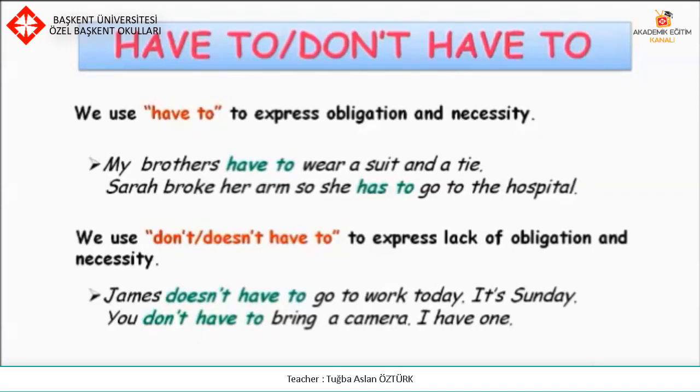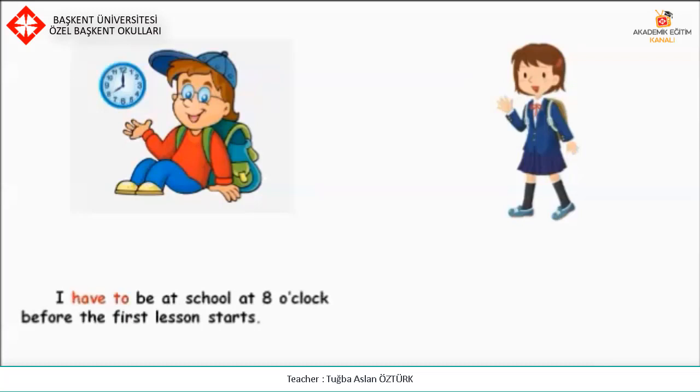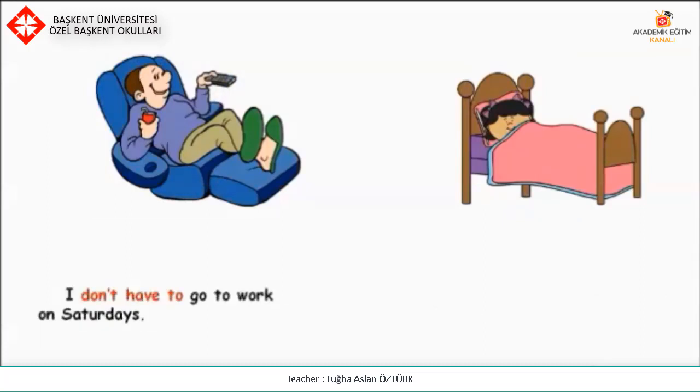Look at the examples. James doesn't have to go to work today. It's Sunday. You don't have to bring a camera. I have one. Now let's see more examples. I have to be at school at 8 o'clock before the first lesson starts. Sally has to wear a uniform for school. I don't have to go to work on Saturdays. She doesn't have to get up early on Sundays.